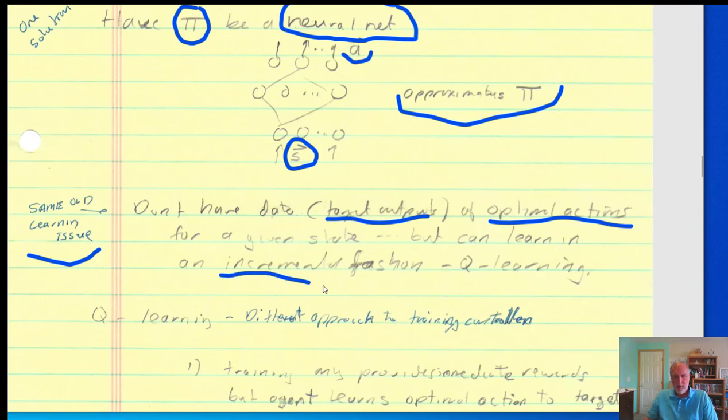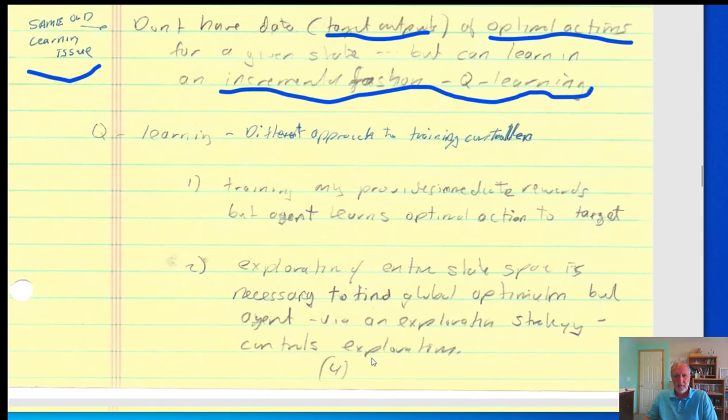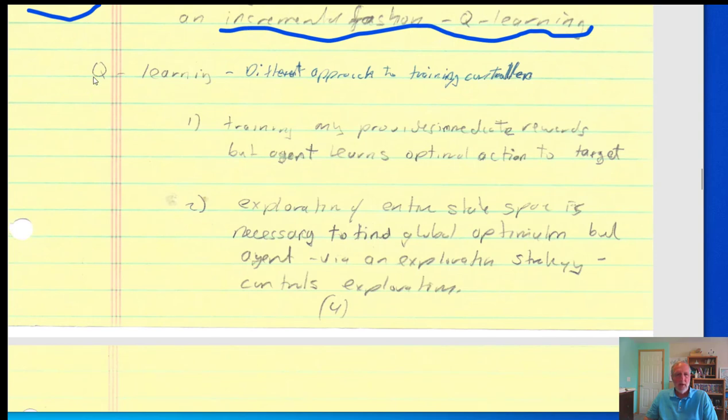But as we'll learn a couple lectures ahead, there's a process called Q-learning that allows us to learn this pi function, or a way to figure out what the pi function is. And what's different here is that with Q-learning, we don't generate target outputs for the controller or for the pi function. We learn optimal actions to the targets using the rewards.